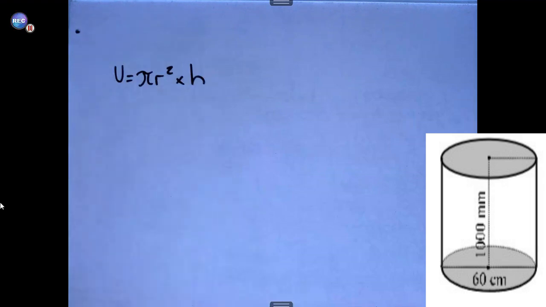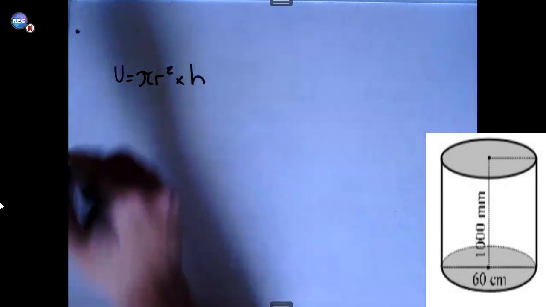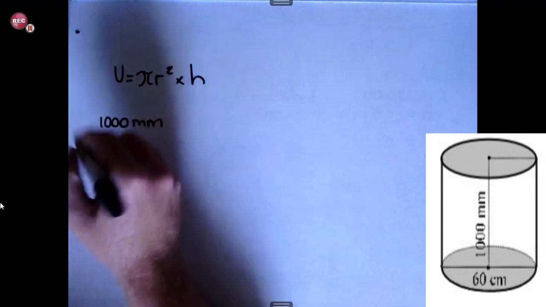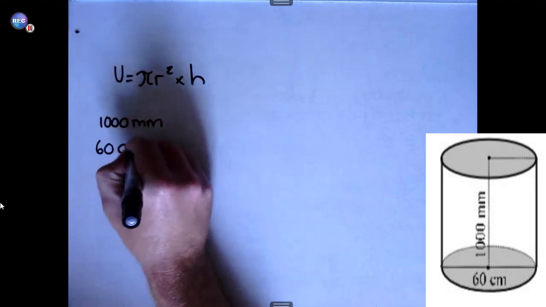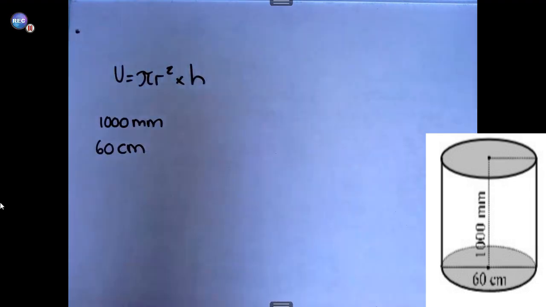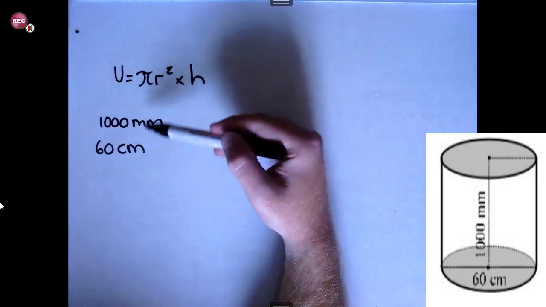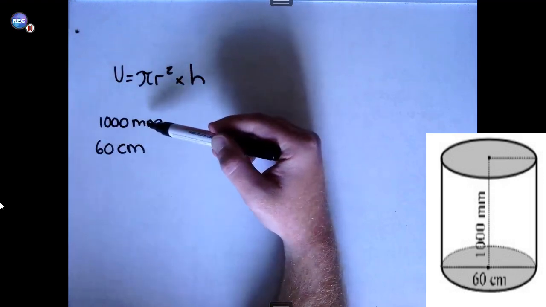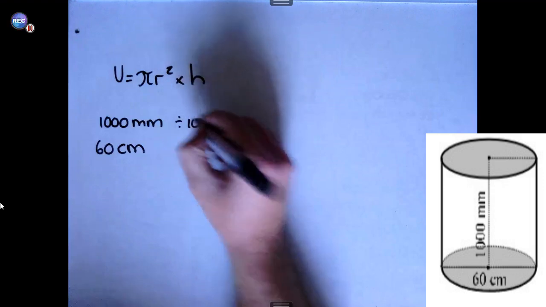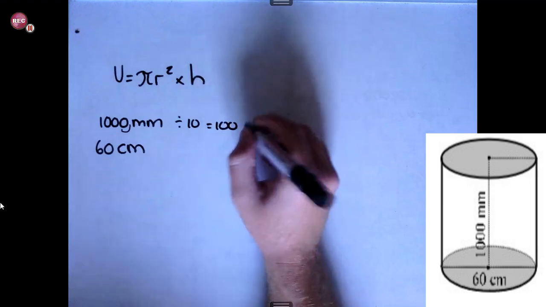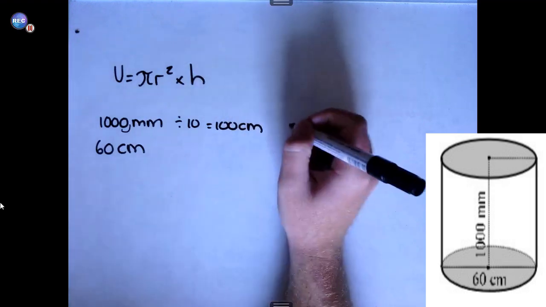Okay, so in this question you'll also see that we've got 1000 millimeters for the height, and then we've got 60 centimeters for the diameter of the circle, because it's written in the middle of the cylinder. So the first thing that we need to do is convert the millimeters to centimeters, which we do by dividing by 10, which means the comma will move one place, which gives me 100 centimeters in this case.